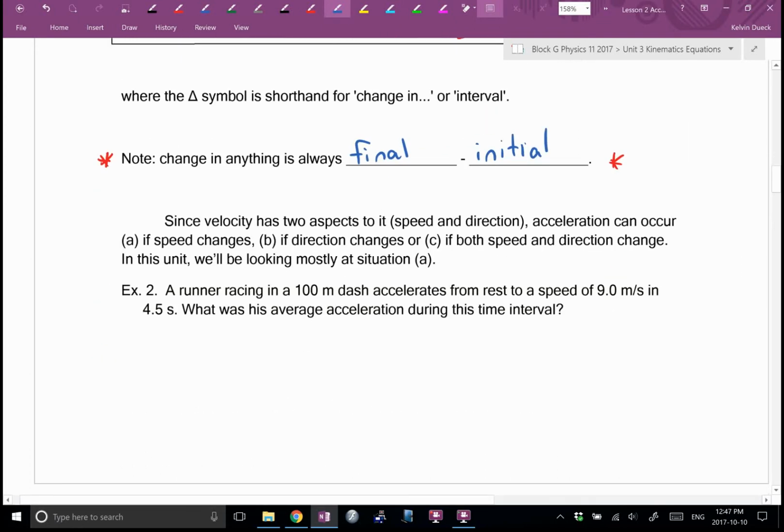Since velocity has two aspects to it, speed and direction, magnitude and direction, acceleration can occur if speed changes, or direction changes, or both. But in this next unit, we're almost always going to be looking at situation A.